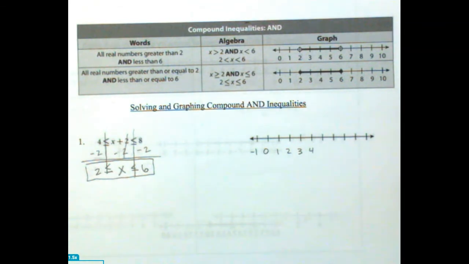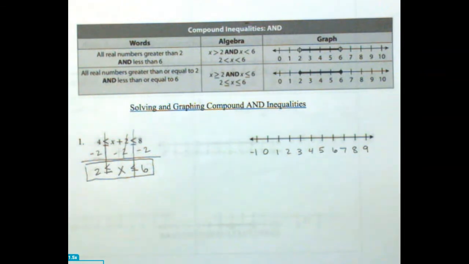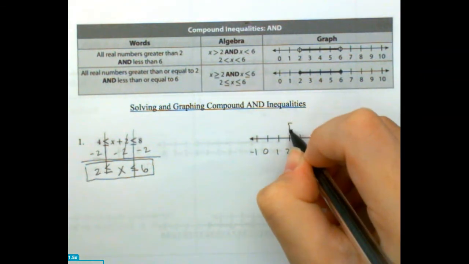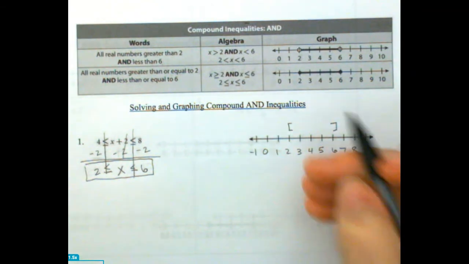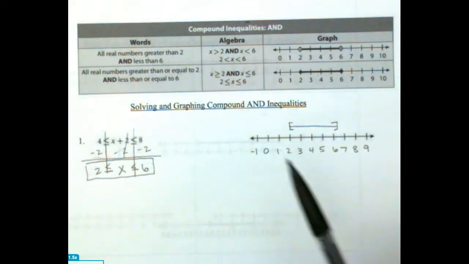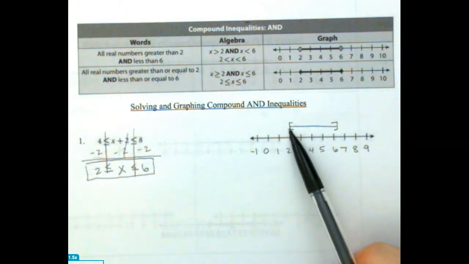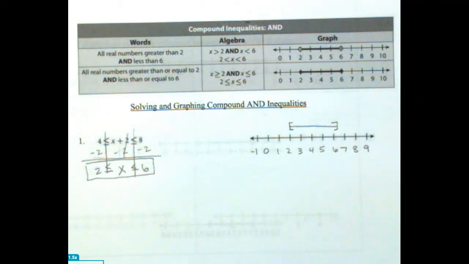Okay. All right, so now when I label my number line, I'm going to put a bracket on 2, and I'm going to put another bracket on 6, and I'm just going to connect those two endpoints. Because I'm basically saying that x can be any number along that line. It can be 2, 3, 4, 5, 6. It could be 5.5. It can be any number that's between the two bracket endpoints.